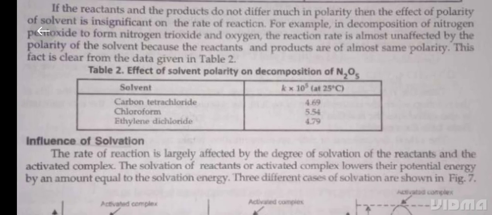If the reactants and the products do not differ much in polarity, then the effect of polarity of the solvent is insignificant on the rate of reaction. For example, in decomposition of nitrogen peroxide to form nitrogen trioxide and oxygen, the reaction rate is almost unaffected by the polarity of the solvent because the reactants and products are of almost the same polarity. This fact is clear from the data given in table 2.